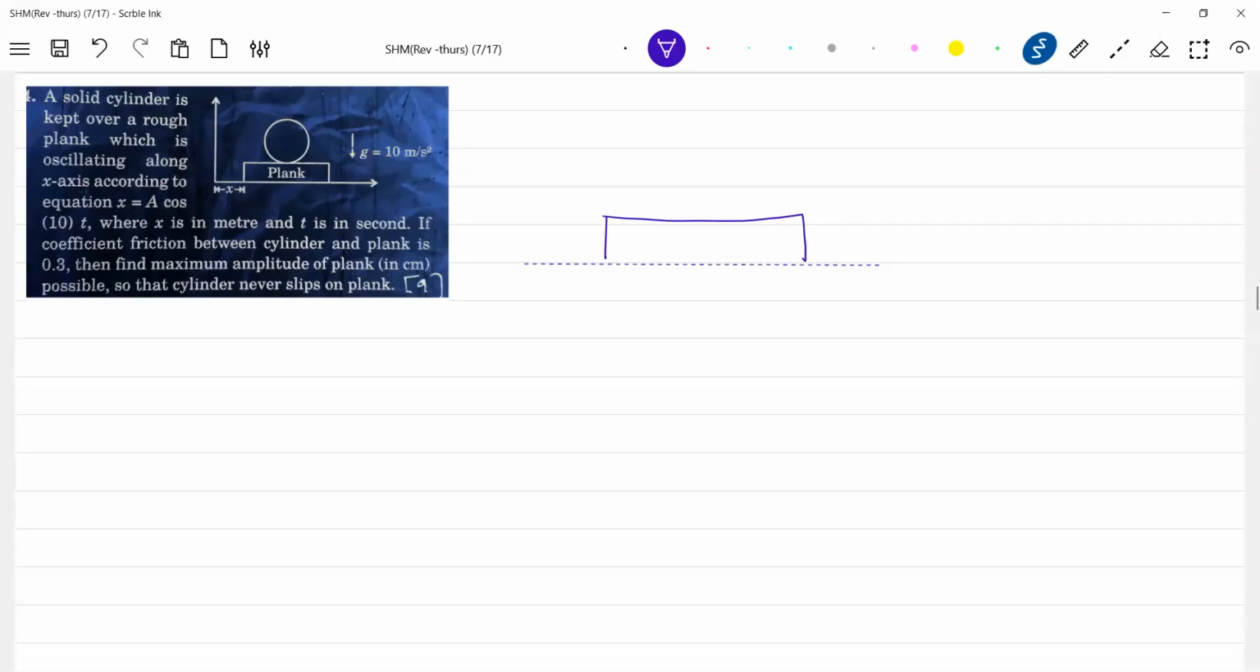X equal to A cos omega t. Let me take help of the displacement of the plank, given by A cos omega t. Omega is 10. So what will the acceleration of the plank be? The acceleration of the plank will be minus A omega square. What is the maximum acceleration? The maximum acceleration is this part.